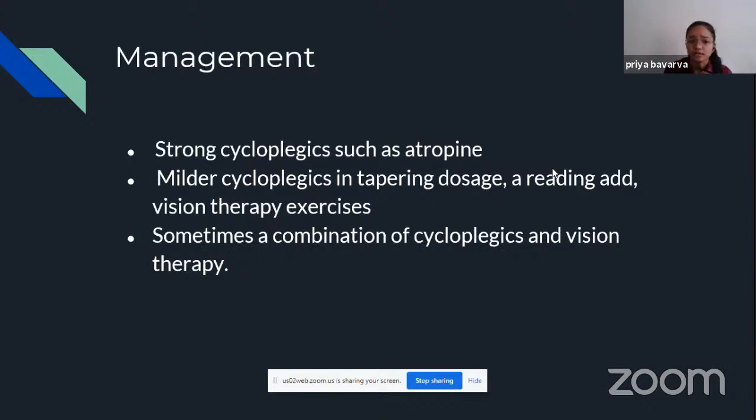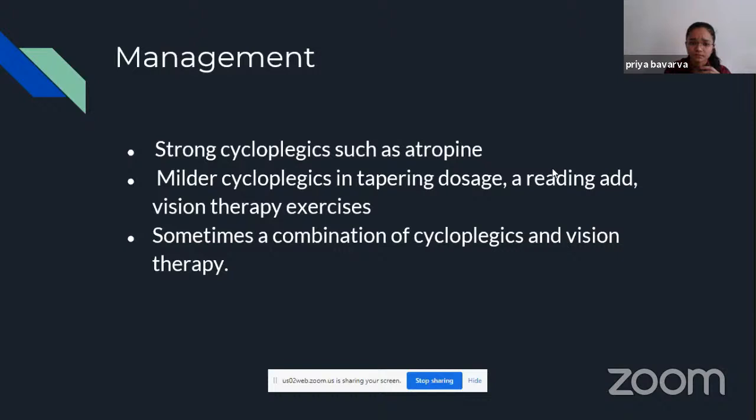And then for management by the practitioner: pharmacological reduction with a strong cycloplegic, such as atropine. As we all know, atropine is used in both diagnosis and management. And milder cycloplegics like homatropine in tapering doses, and give a reading aid, because the patient is not able to see clear near vision because of the cycloplegic effect, and give vision therapy exercises. And sometimes the combination of cycloplegic and vision therapy is better.